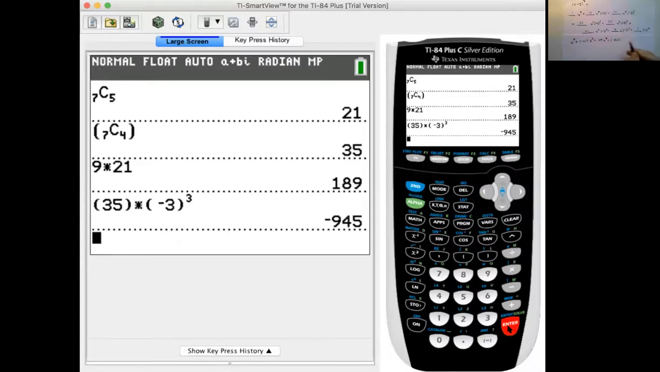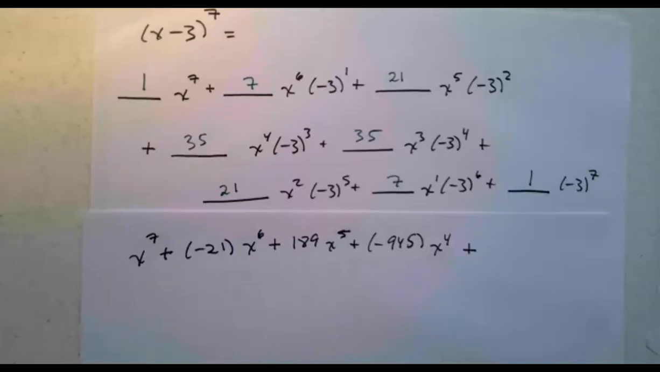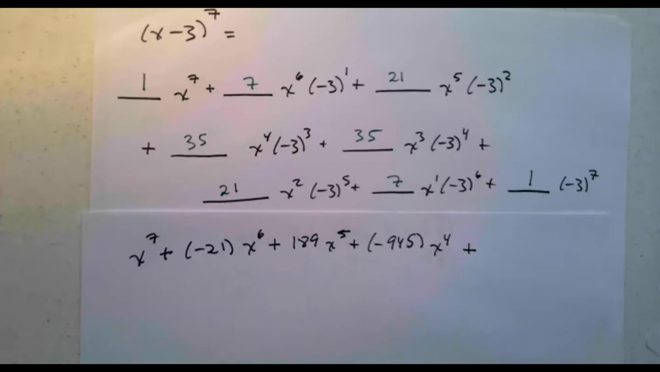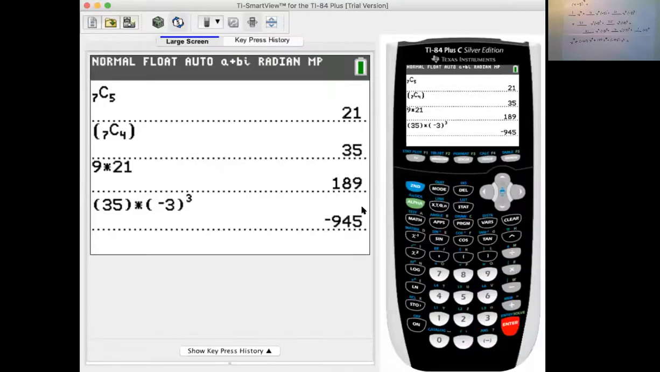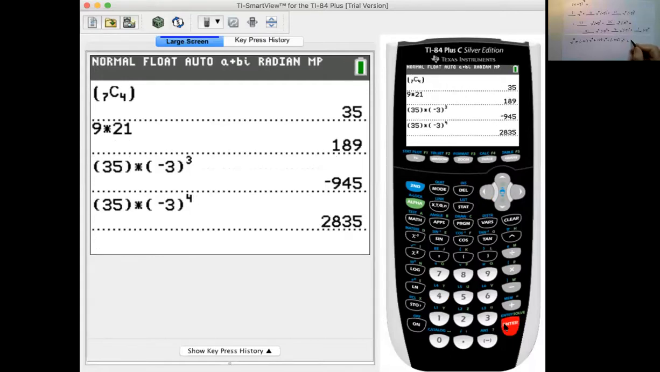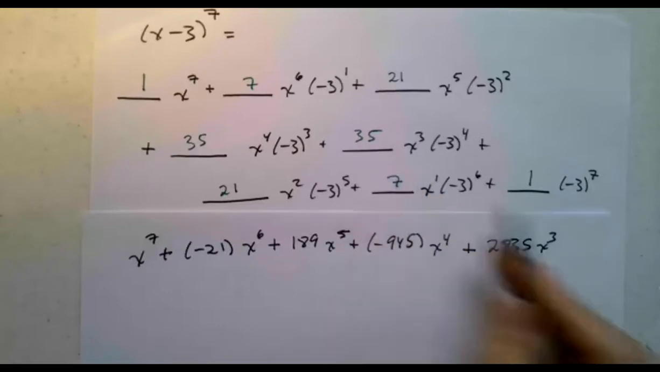And we were at what? We were at x to the 4th. Plus -3 to the 4th times 35. That's our next one, right? So there's our -945. Now we have -3 to the 4th times 35. So I'll save myself some time. 35 times -3 to the 4th gives me 2835. That's x to the 3rd. So we can see that, right? 2835 x to the 3rd.